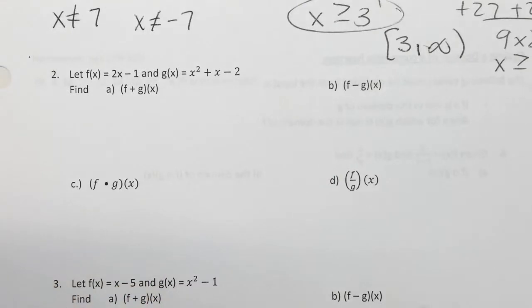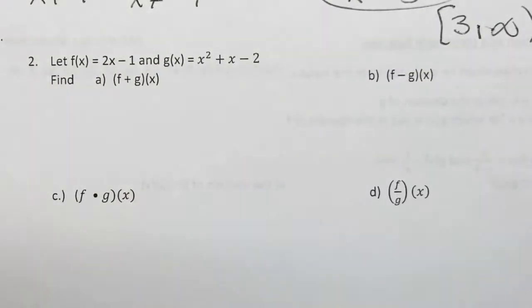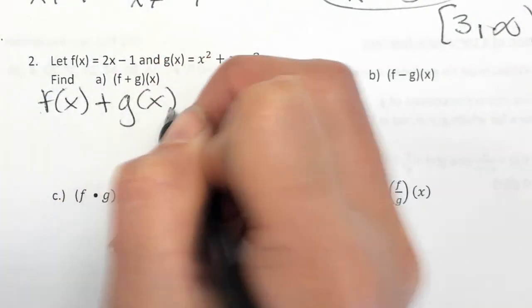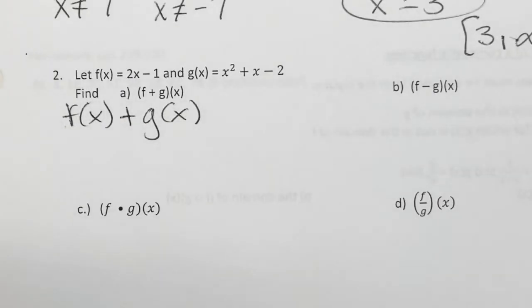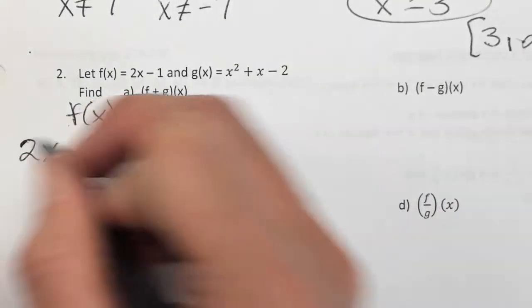So now we're going to work on adding, subtracting, multiplying, and dividing functions. And it's so much easier than it looks, I promise. So when it says f plus g of x, all they want you to do is add f of x and g of x. That's all. So what is f of x? What is that function? Good. So put 2x minus 1.